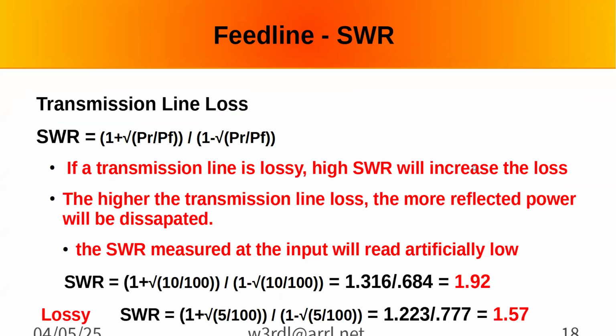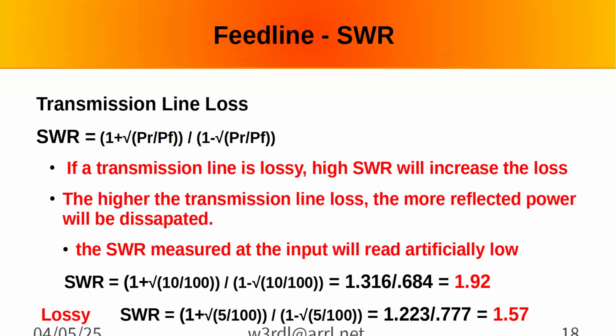So if the transmission line is lossy, a high SWR is going to increase the loss because the reflection is going to lose power on the way back and back again, and it keeps reflecting until it's totally dissipated. Also, if you've got a high SWR and you're looking at your SWR meter down at the transmitter, what it's reading is going to be less than what the SWR really is because of loss in the cable. And the worse the loss is, the more off it's going to be.